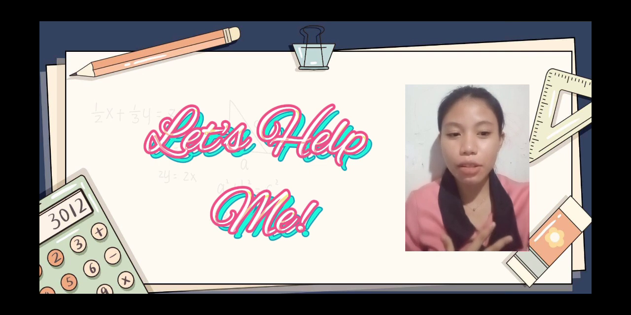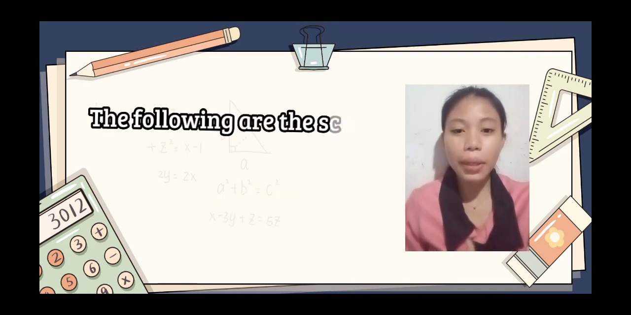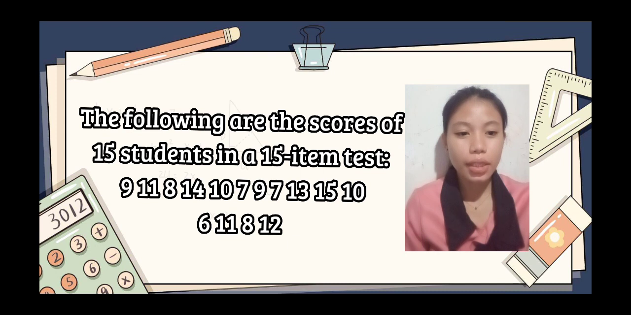Let's solve the given problem. Here is the problem. The following are the scores of 15 students in a 15-item test: 9, 11, 8, 14, 10, 7, 9, 7, 13, 15, 10, 6, 11, 8, and 12. Compute the range, variance, and standard deviation.